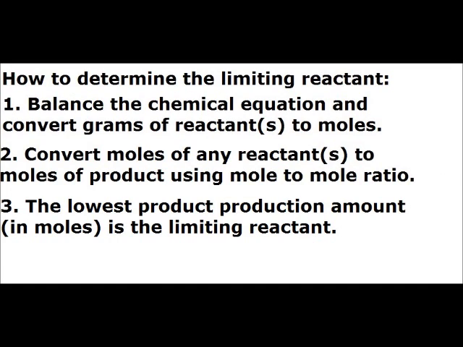All right, so number 3, the lowest product production is going to be the limiting reactant. So if I take a look at both of these, I'm going to set these up, I'm going to figure out how many moles of product each of these reactants could theoretically produce. Whichever one is going to run out first is going to produce less product, and therefore it is inherently going to be my limiting reactant or limiting reagent. And so that's all there is to finding a limiting reactant or a limiting reagent.